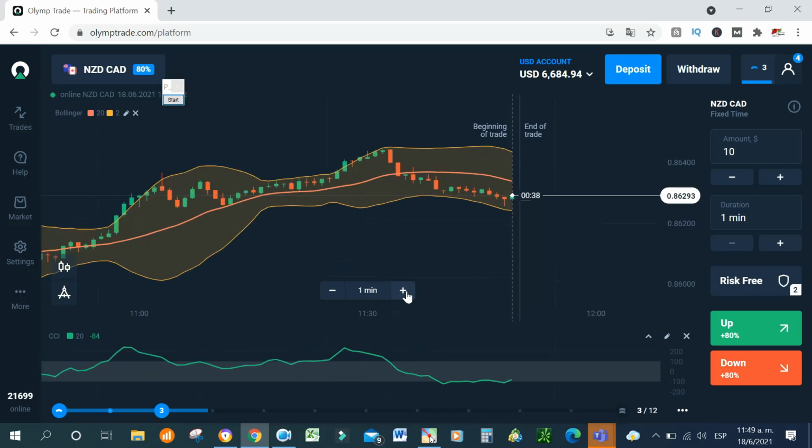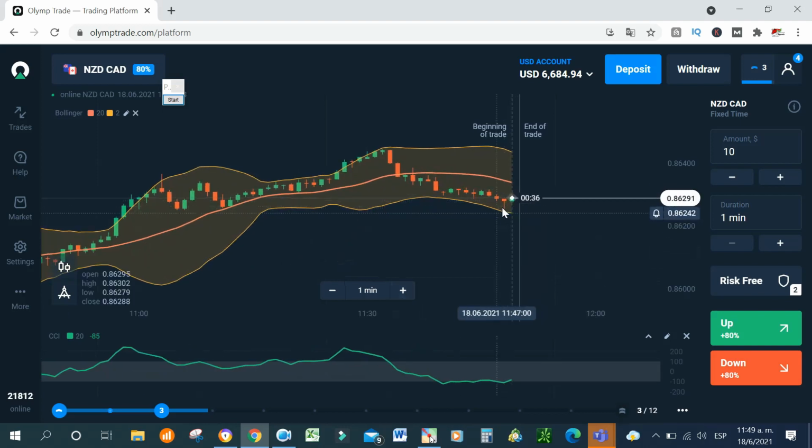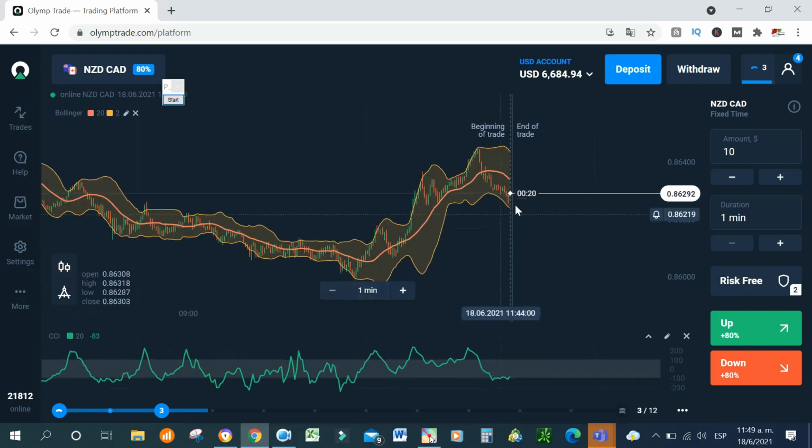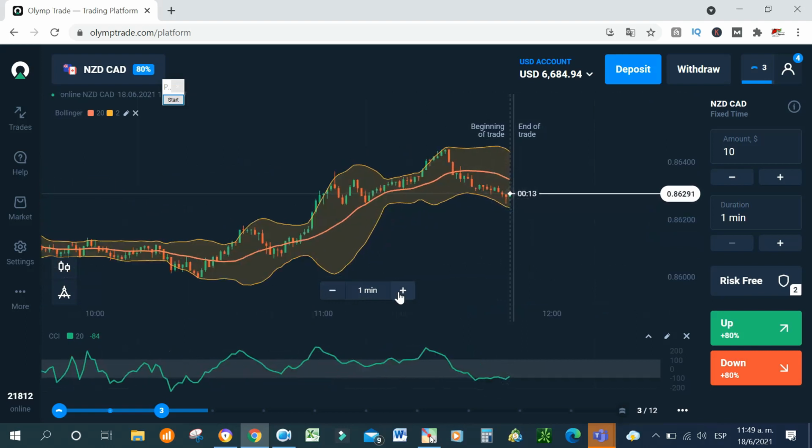All right, guys, this is an opportunity, but I am not very convinced about this trade to the upside yet because it hasn't touched my lower Bollinger Band. So I need to wait. We need to be patient to have a very good profit in trading.